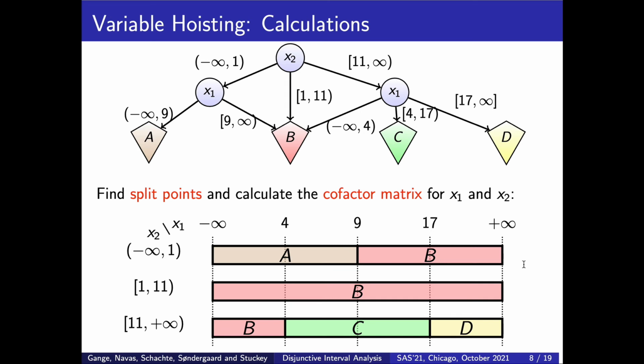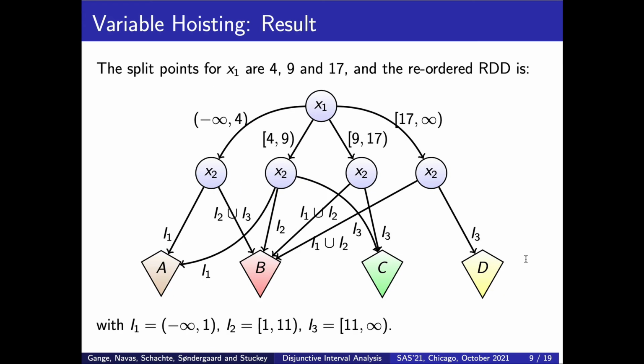So we do this, and now in order to build the correctly ordered RDD, well, it's essentially a matter of transposing this matrix. And again, all of the details of how we calculate this are in the paper. But here is what the RDD will look like after this transposition. And you'll recognize the various split points from before.